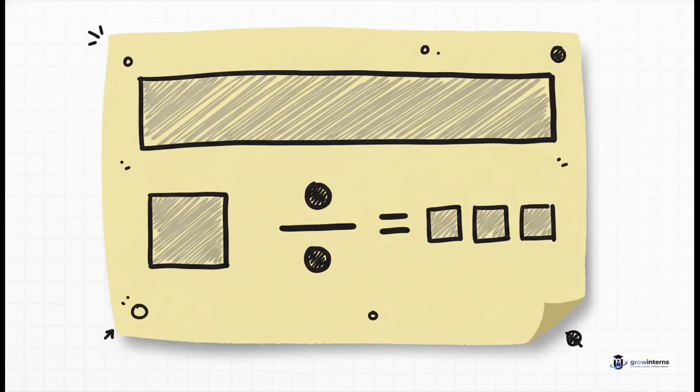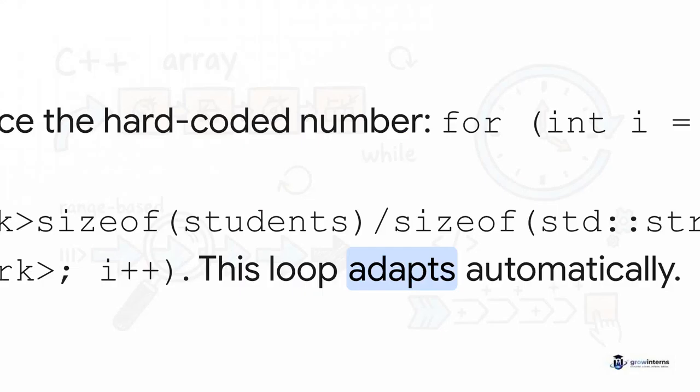Here's the trick. If we know the total size of the entire array in bytes, and we can also find out the size of just one element in bytes, well, we can just divide the big number by the little number, and boom, that gives you the exact count of elements. It's so simple, but so powerful, and it will always be right, no matter how big or small the array gets.